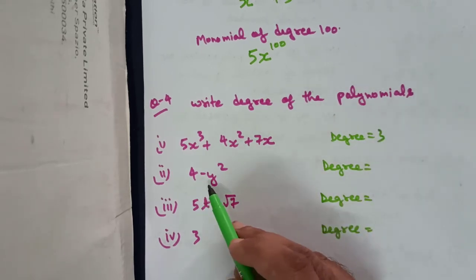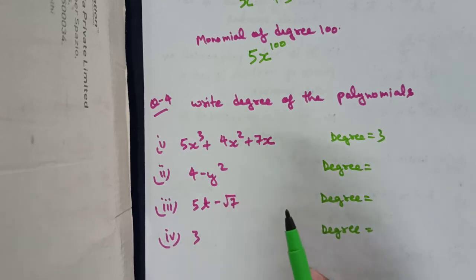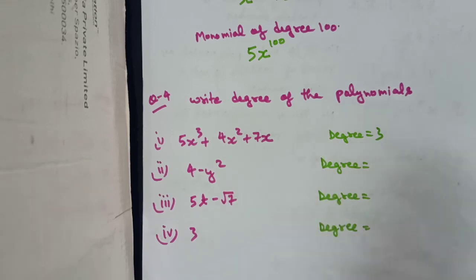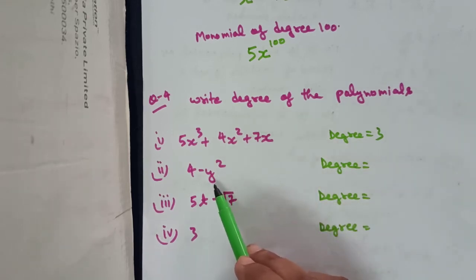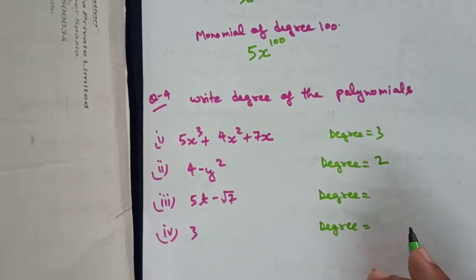Similarly here, this is not written in the standard form, since minus y square is having degree 2 and 4 is having degree 0. So if I ask you to write it in standard form, it would be minus y square plus 4. Okay, understood? But never mind, we have to find out the degree, that is the highest power of the variable. The variable in this polynomial is y and the highest power is 2. So the degree of this polynomial will be 2.